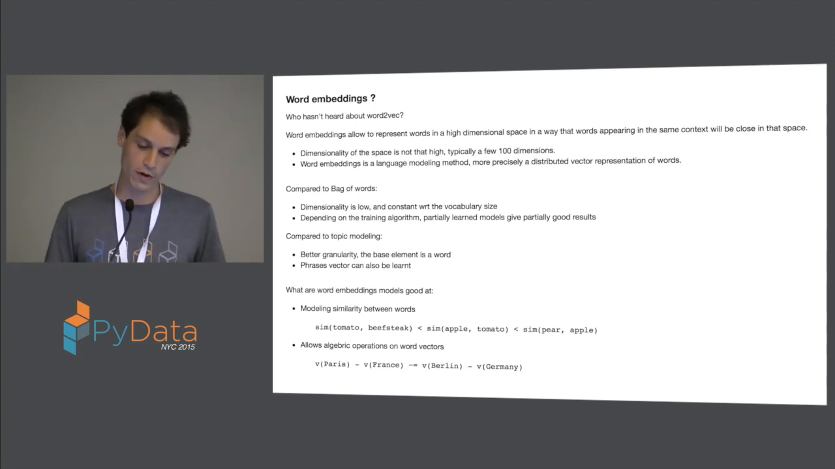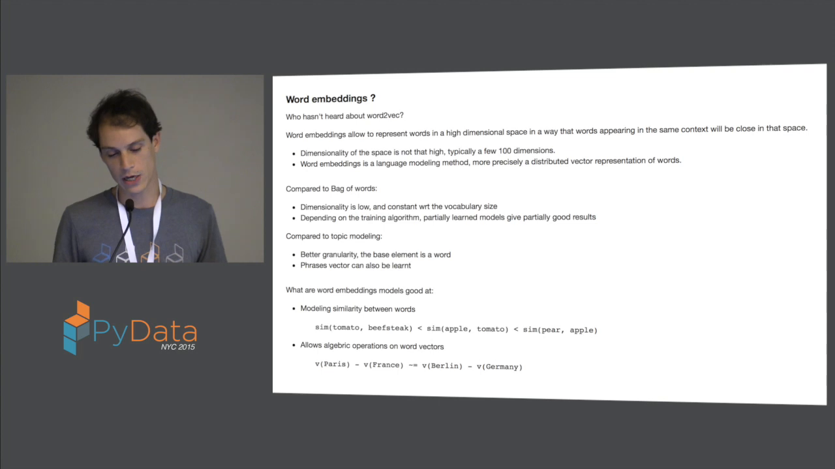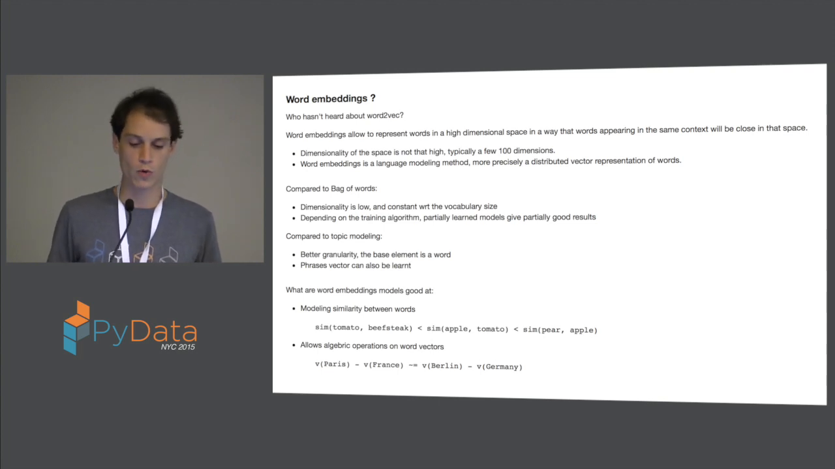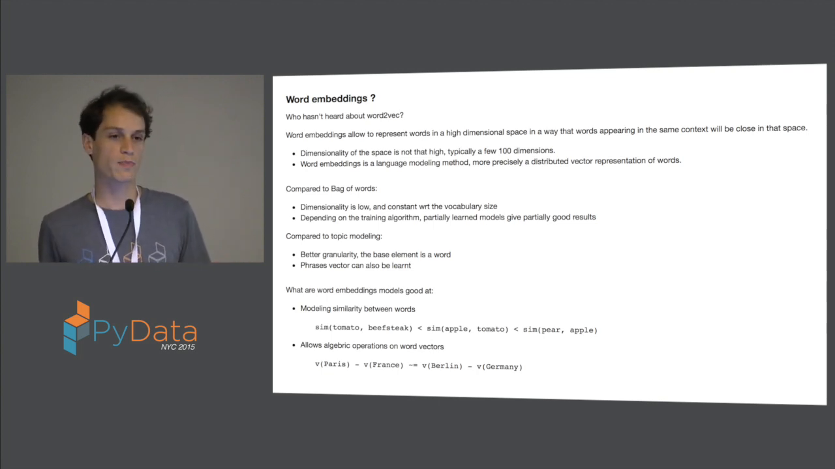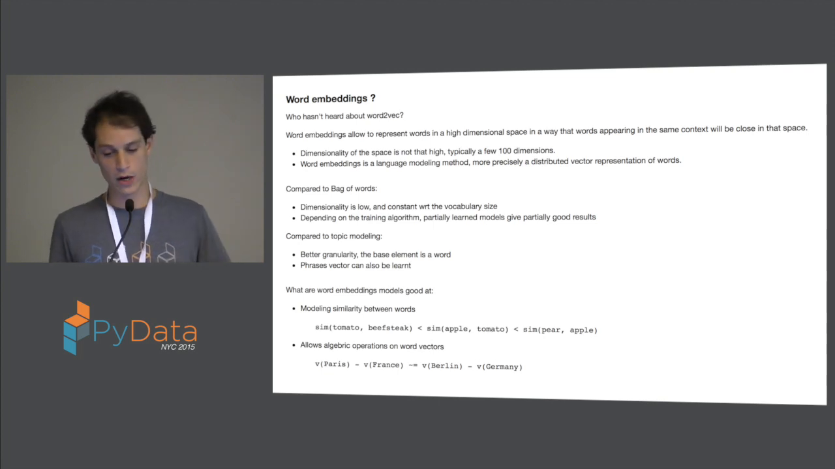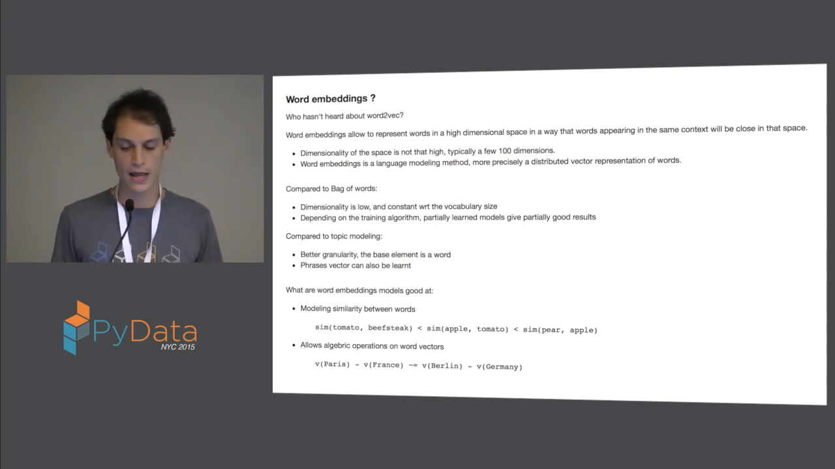All right. So Word2Vec is an algorithm to realize a word embedding. Word embeddings allow us to represent words in a high-dimensional space in a way that words appearing in the same context in the training corpus will be close in that space at the end. When I'm saying high-dimensional, it's not that high-dimensional. It's in the hundreds of dimensions.